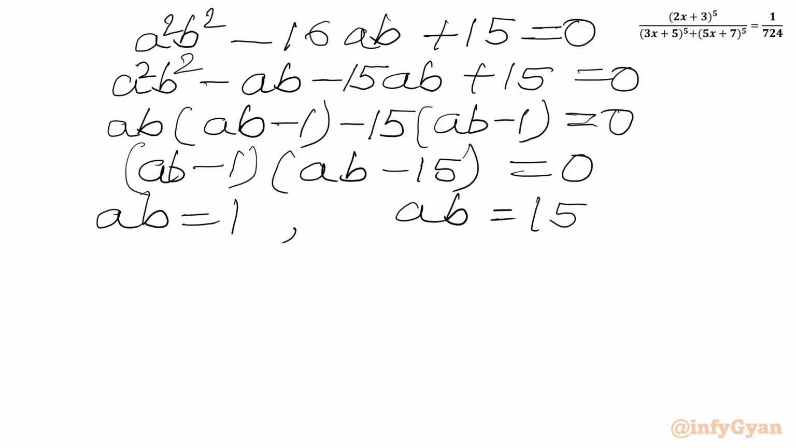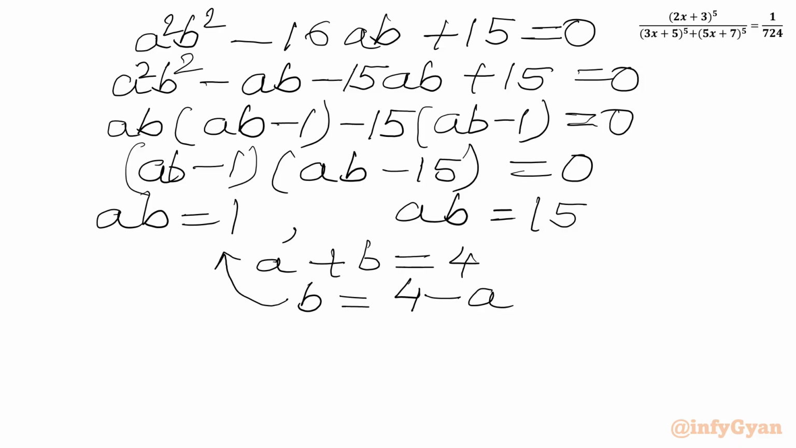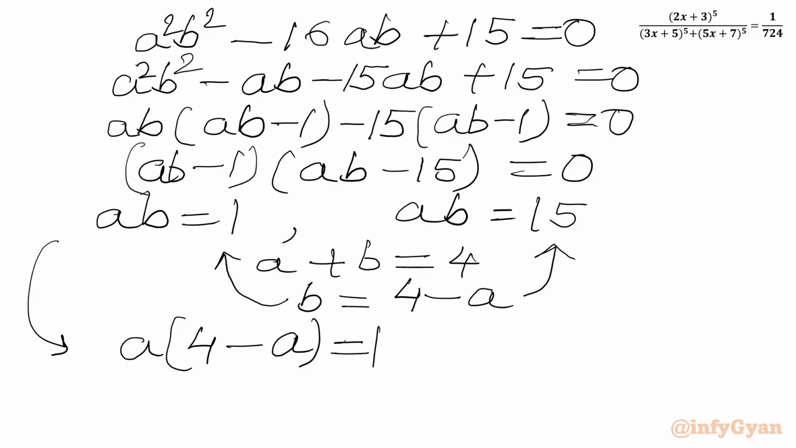Now I will use our equation number 2. From a plus b equal to 4, I can write the value of b as 4 minus a, which we will apply in both the equations. So we will get a times (4 minus a) equal to 1 for our first equation and a times (4 minus a) equal to 15 for our second equation. Let's solve both the equations.